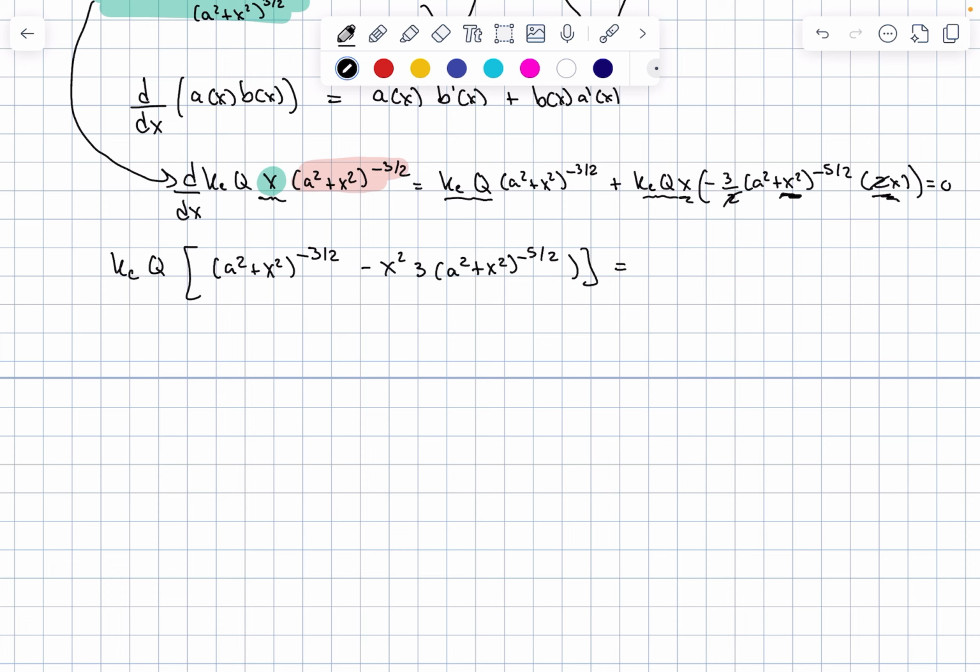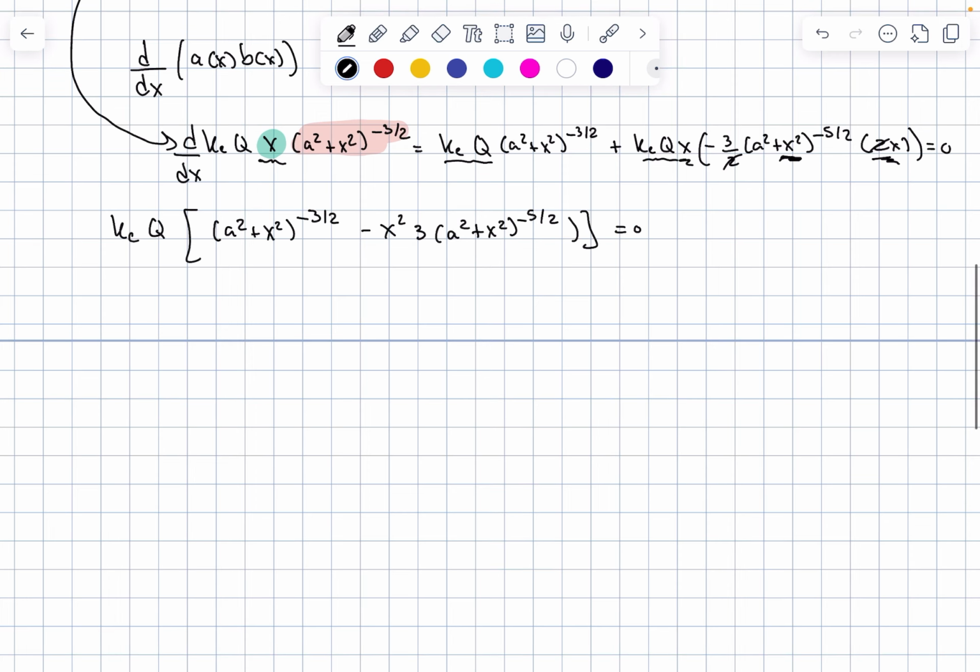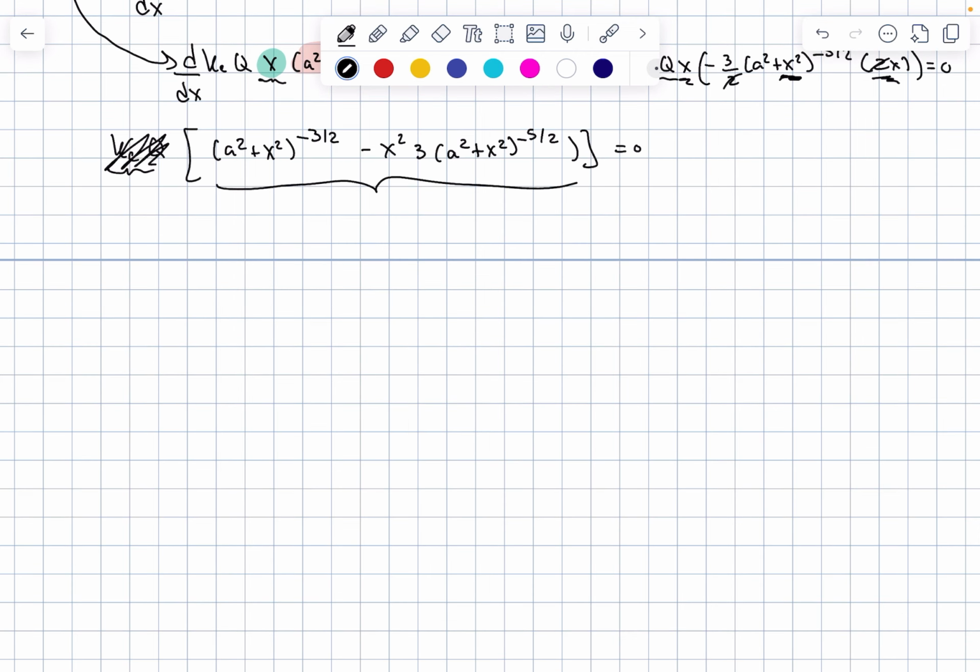And we know that this is equal to 0. Now, either this is equal to 0 or this is equal to 0, and because we're minimizing for x, and these are just constants anyways, they can't be 0, so this is equal to 0. If I rewrite that, I have 1 over (a squared plus x squared) to the power of 3/2 minus 3x squared over (a squared plus x squared) to the power of 5/2 is equal to 0.